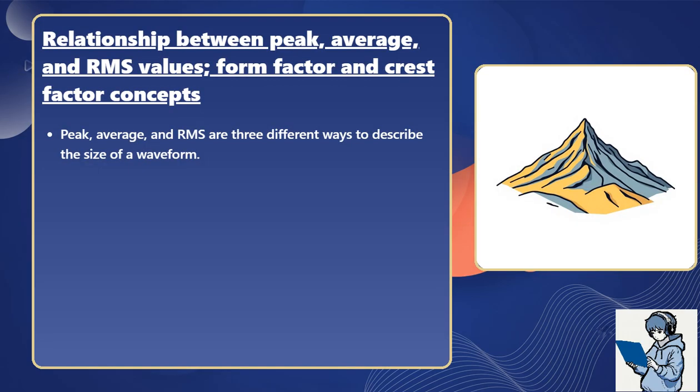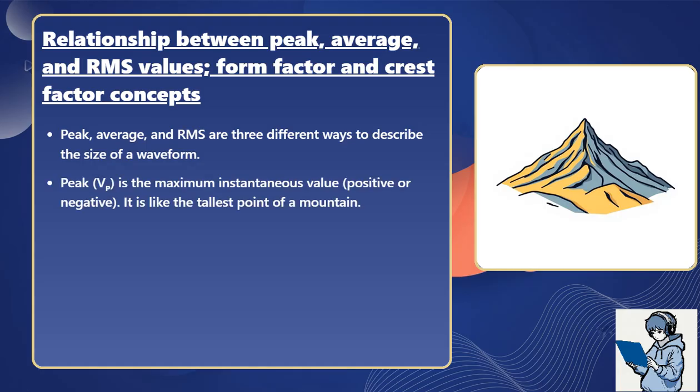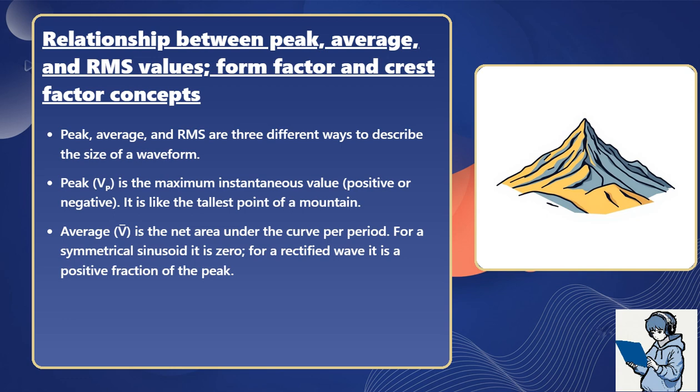Peak, average, and RMS are three different ways to describe the size of a waveform. Peak V sub p is the maximum instantaneous value, positive or negative. It is like the tallest point of a mountain. Average V bar is the net area under the curve per period. For a symmetrical sinusoid, it is 0. For a rectified wave, it is a positive fraction of the peak.